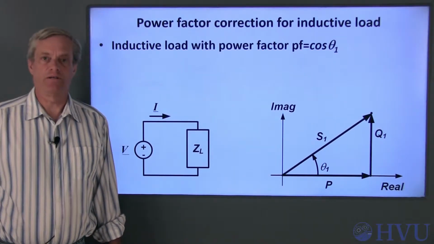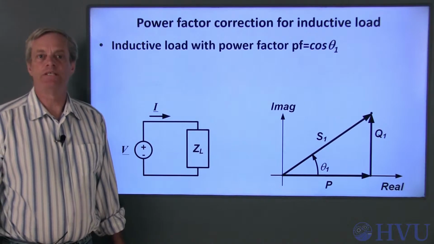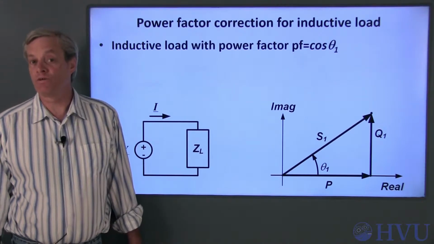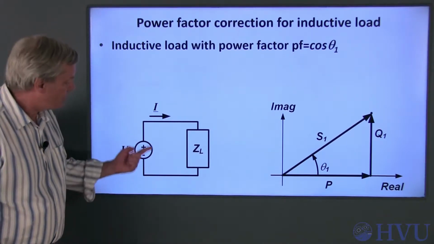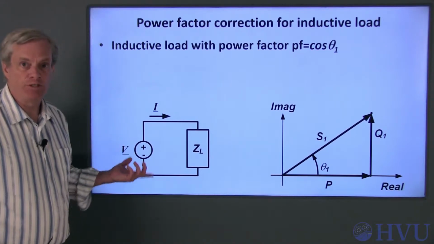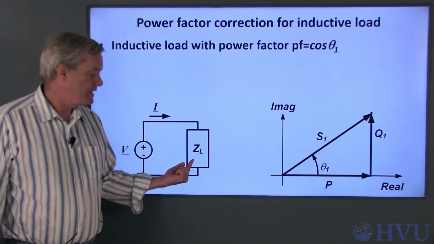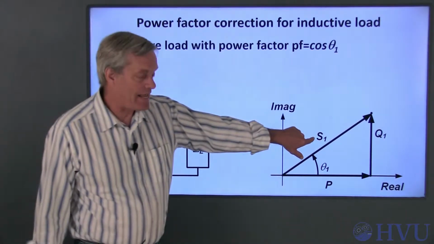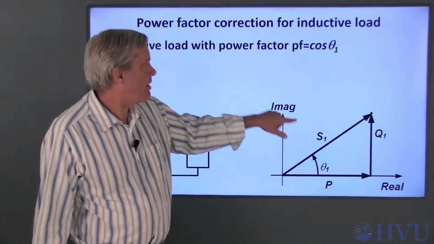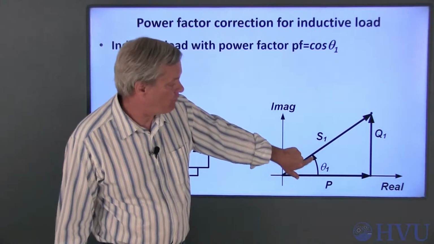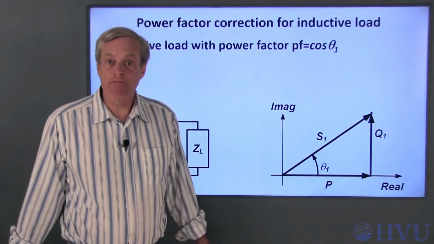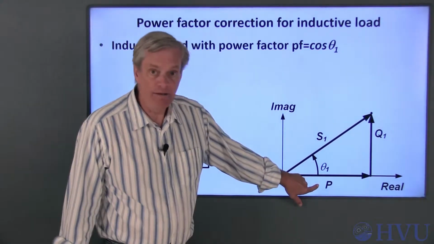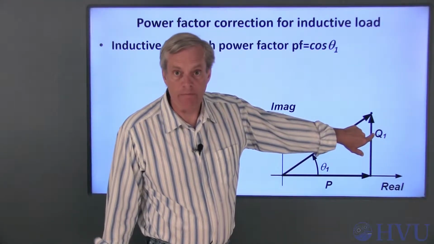Before I do a numerical example, let's go into a little bit more detail about the overall power factor correction process. Suppose I have a generator that's providing voltage to an inductive load with impedance Z sub L. The complex power delivered by the generator is S1, and it has a power factor of the cosine of theta 1 here. The average power delivered to the load is P, and the reactive power is Q1.